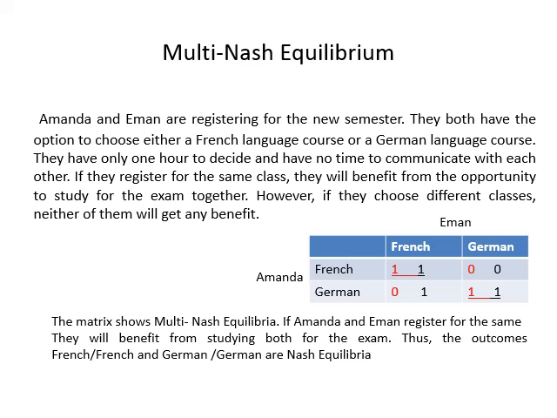The matrix shows multi-Nash equilibria. If Amanda and Iman register for the same class, they will benefit from studying both for the exam. Thus the outcomes are French and German.